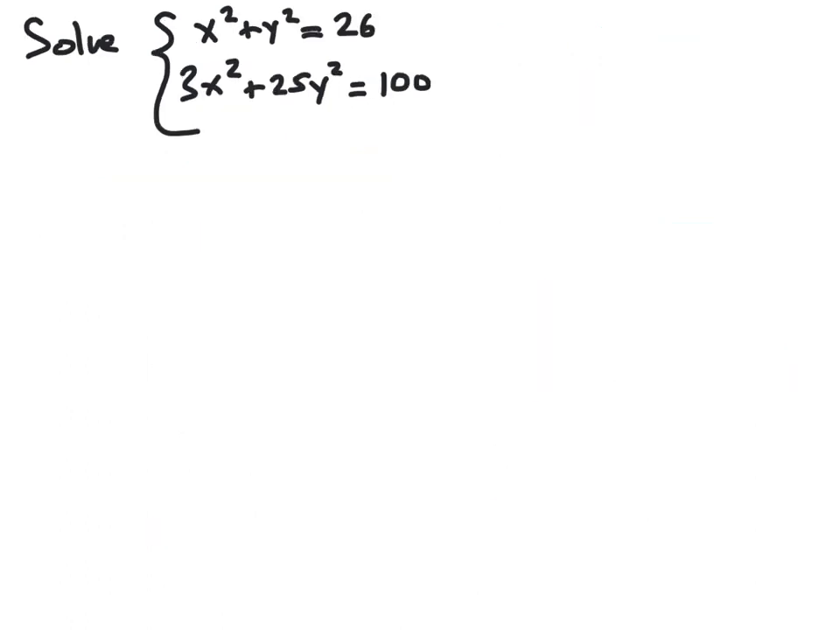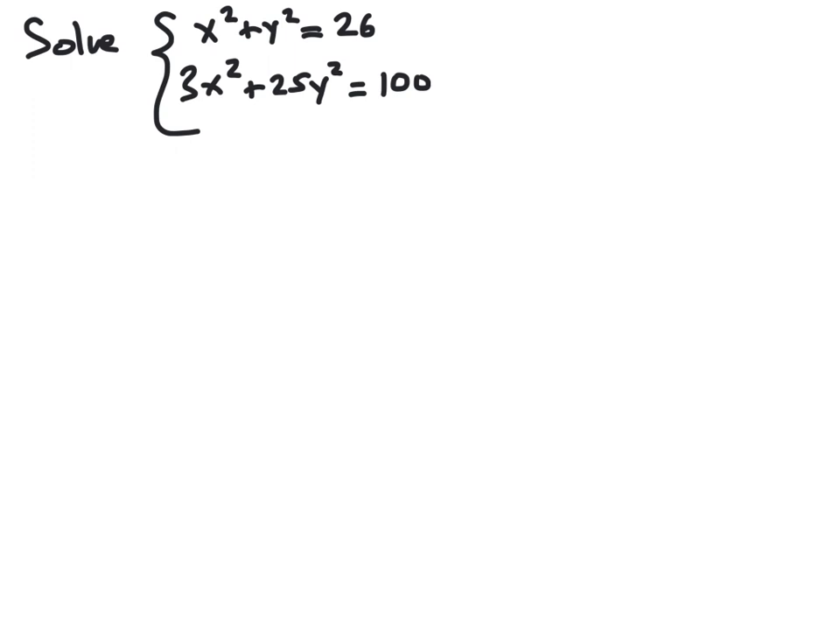In this example, we consider the system x squared plus y squared equals 26 and 3x squared plus 25y squared equals 100. Notice that in this case, both of our equations are nonlinear, and therefore substitution is going to be very difficult to do. And so here we really have no choice but to try to adapt the elimination method to this particular system. Notice that here both equations have an x squared and a y squared, and so what we can try to do is eliminate one of those variables squared, either x squared or y squared. And we can do either.